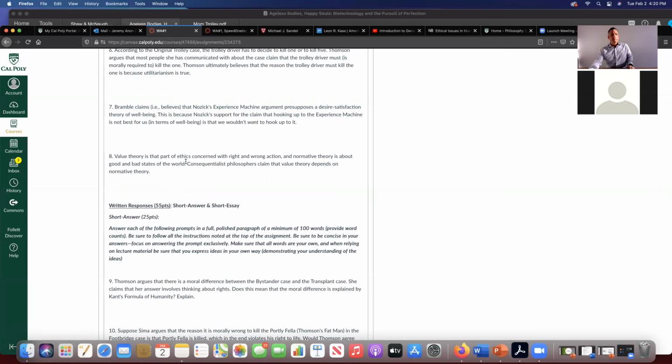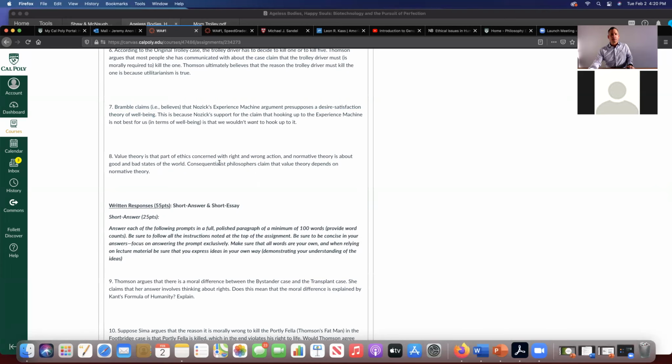8: Value theory is that part of ethics concerned with right and wrong action, and normative theory is about good and bad states of the world. Consequentialist philosophers claim that value theory depends on normative theory. So this is false. There are 2 sentences, and both of the sentences are false.